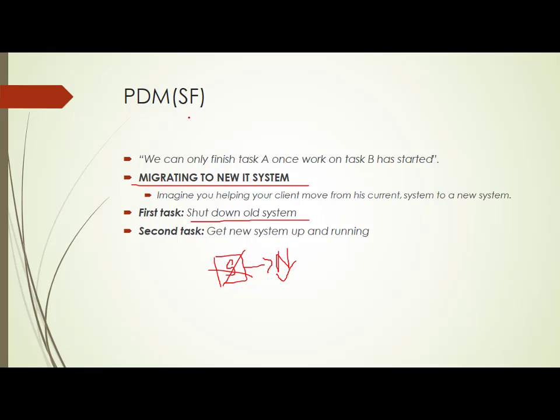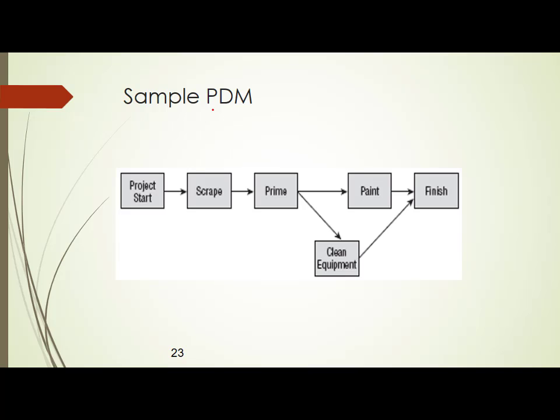The second task will start after the first task is finished. Now you have a simple PDM model. This is an example of a PDM model. You have project start, scrape, prime, clean equipment and finish, prime, paint, finish. Now you can see there's a slight deviation here. After putting the primer, you have one more activity called clean equipment and finish, or you can go directly from the primer to paint and finish.